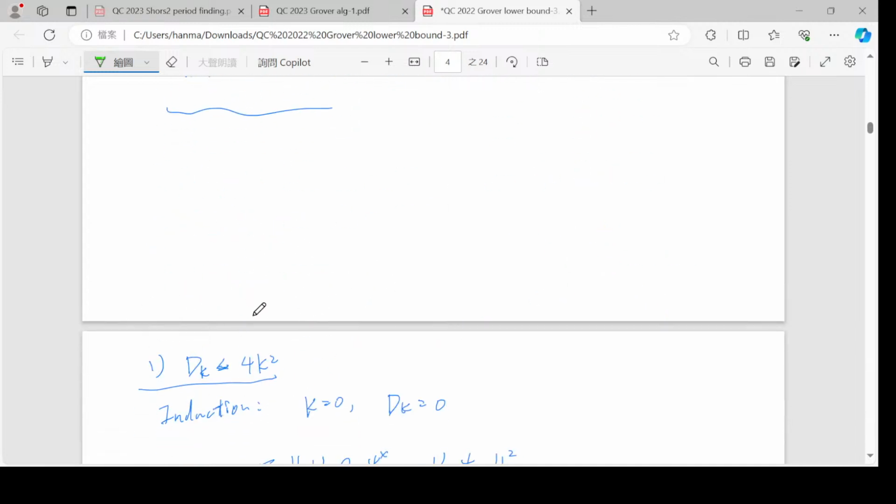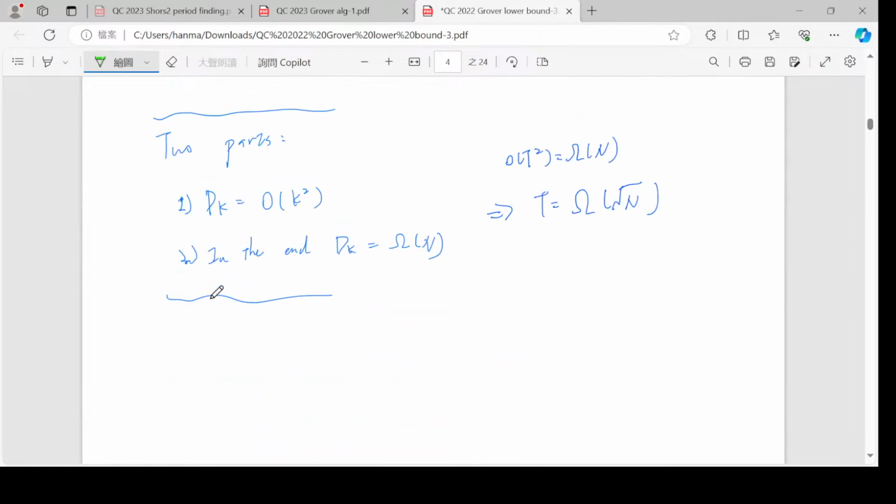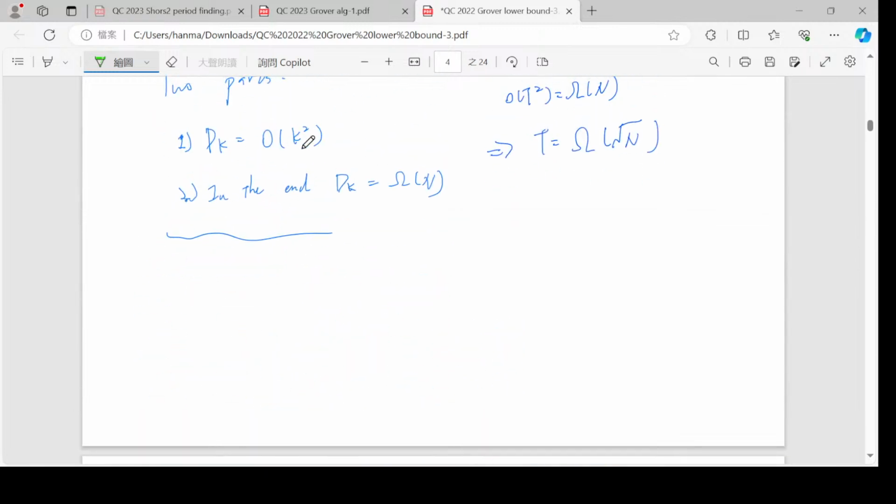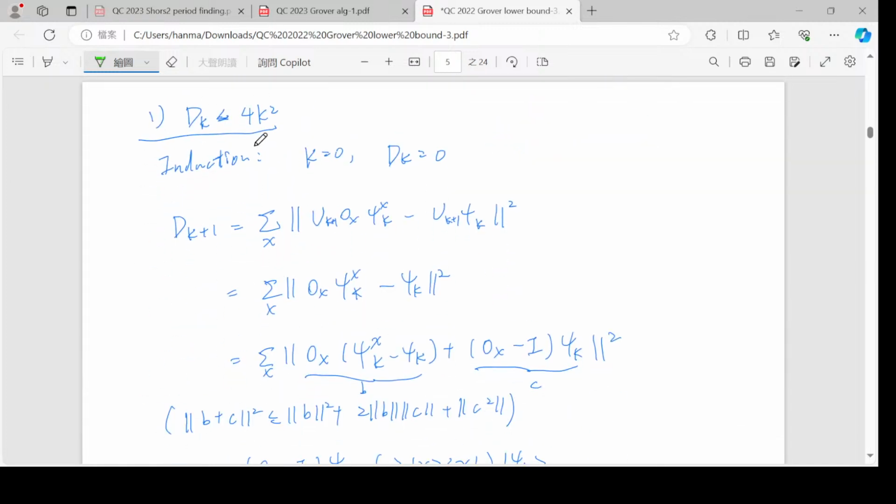So the first part we prove by induction. We actually have an exact number here. We prove dk is less than or equal to 4k squared. We got this 4k squared because we know the answer, so the numbers are picked because we know the answer. So the proof is a bit unintuitive, because it is written when we already know the result. But anyway, it's a proof by induction.